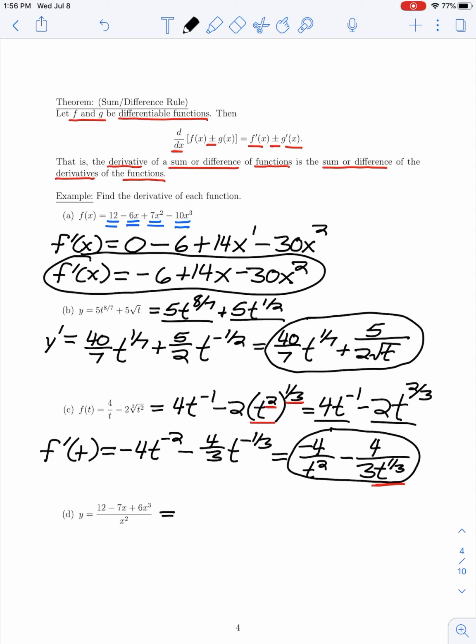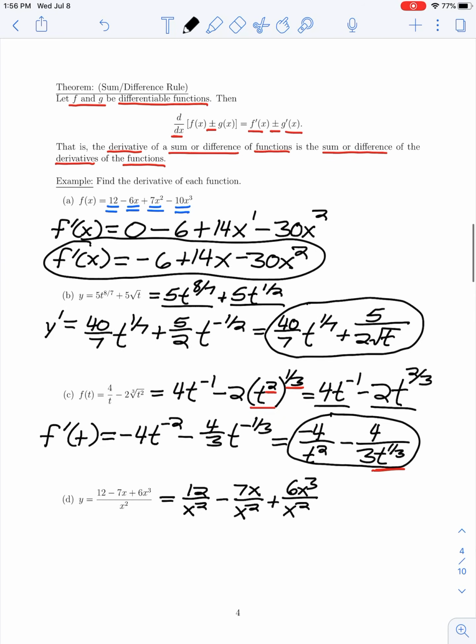Now I know that I could rewrite this in the following way. I could split this fraction as 12 divided by x squared minus 7x divided by x squared plus 6x cubed divided by x squared.